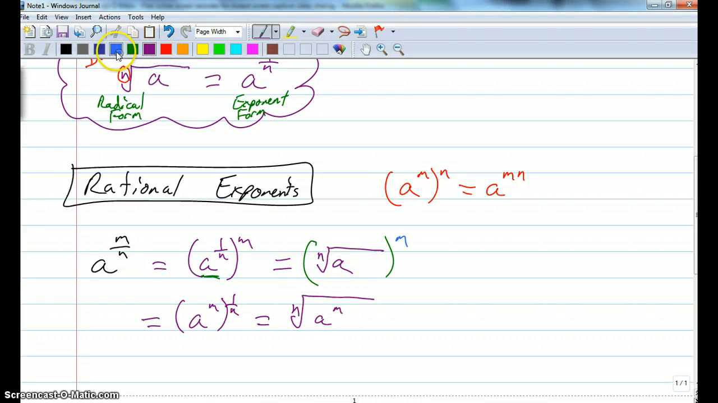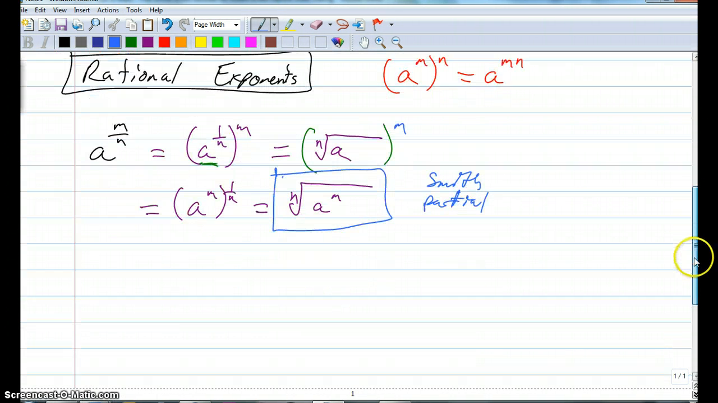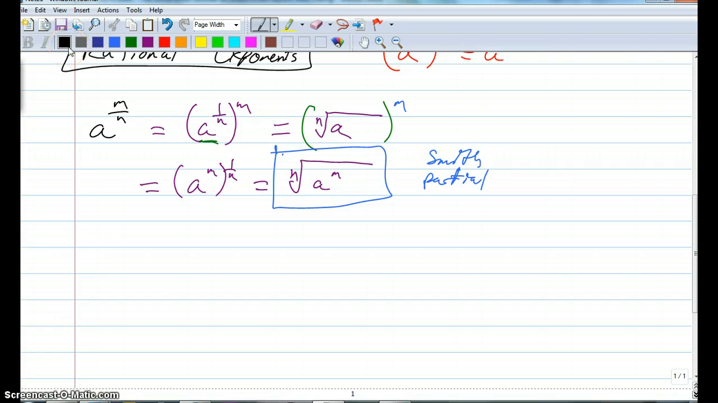I'm going to be honest with you. While the book kind of likes this one, I'm kind of partial to this guy here. I'm partial to this one. And we'll find out more about why I like this one a little bit better tomorrow. But for right now, we're just down with that. All right, let's do a couple of examples here.